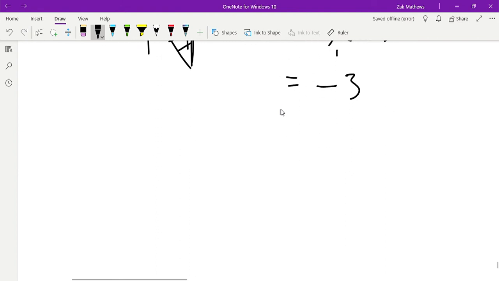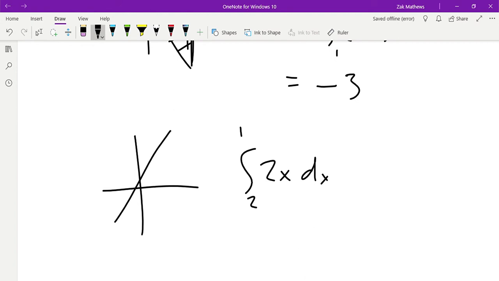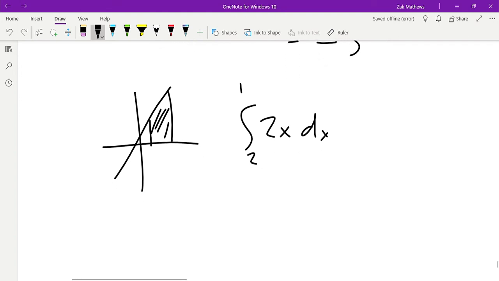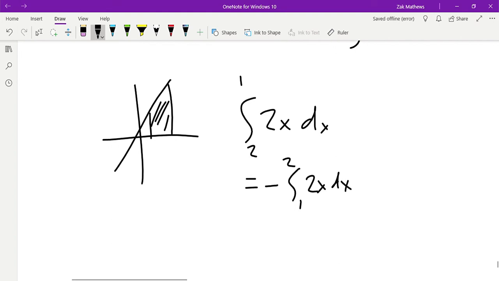Another thing to consider: if we had the integral from 2 to 1 of 2x dx, well, that's kind of an awkward area. That means we're somehow backtracking along that line. We're going from here back to here. And so yes, the area would be positive, but if we're talking about the integral, because we're going backwards, this is a kind of awkward layout. Remember, we have the ability to switch the bounds of integration. That would be a lot more comfortable for us to find. And this is another example where we're going to get a negative value for that definite integral.